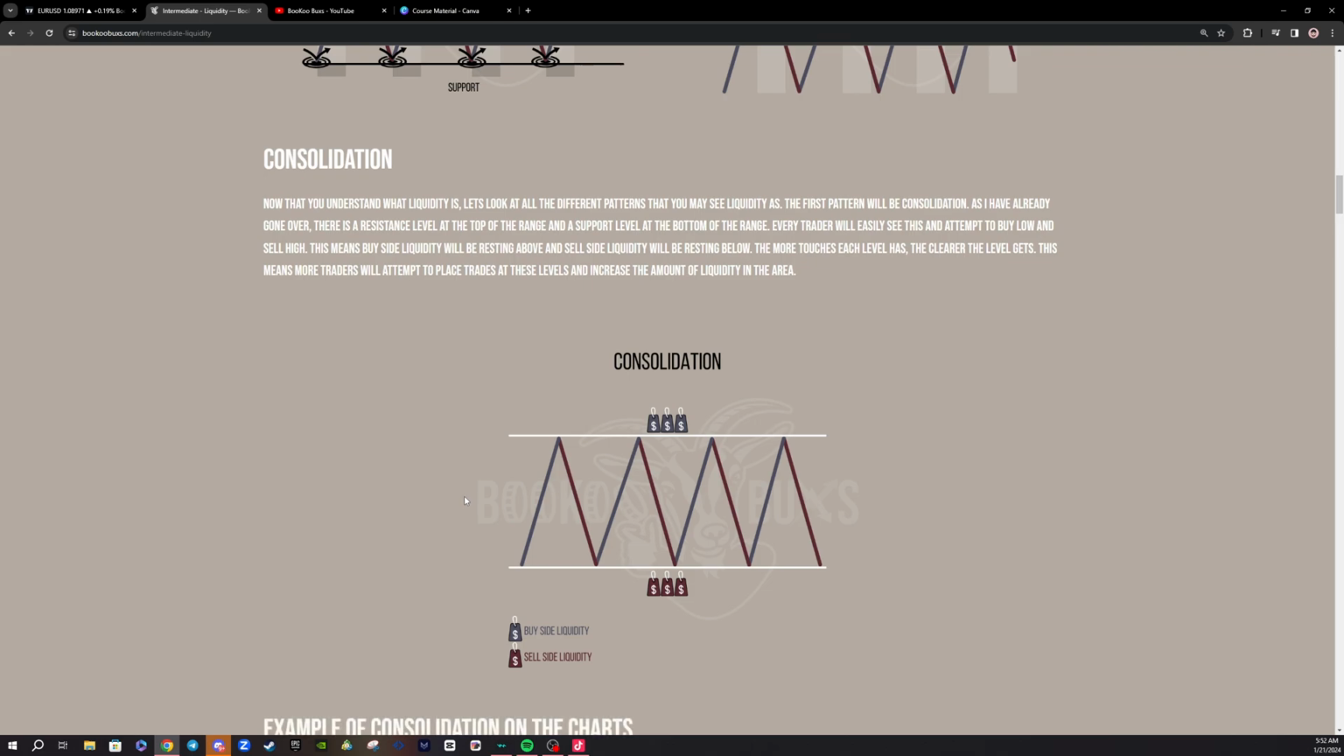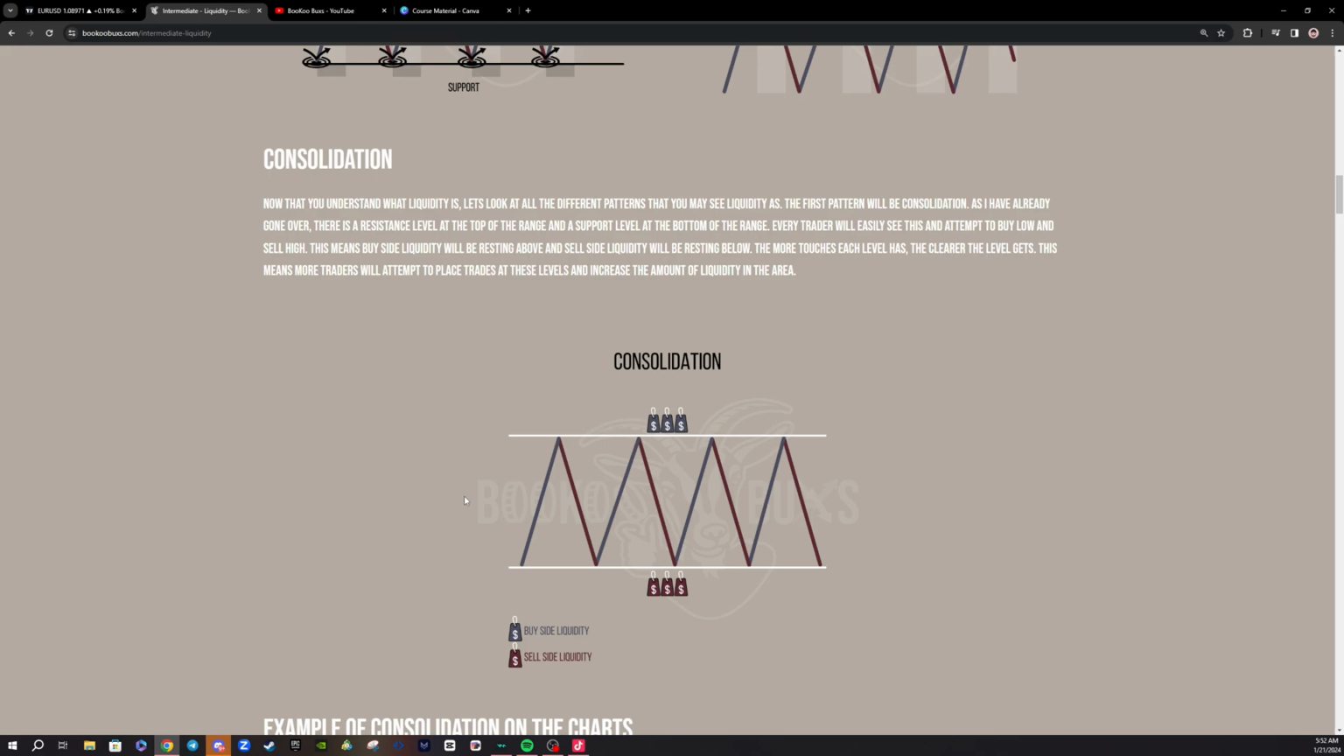Now that you understand what liquidity is, let's look at the different patterns that you may see liquidity as. The first pattern will be consolidation. As I have already gone over, there is a resistance level at the top of the range and a support level at the bottom of the range. Every trader will easily see this and attempt to buy low and sell high. This means buy side liquidity will be resting above and sell side liquidity will be resting below.